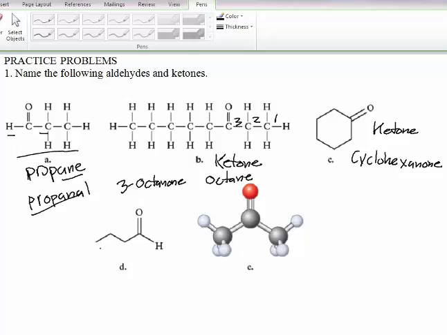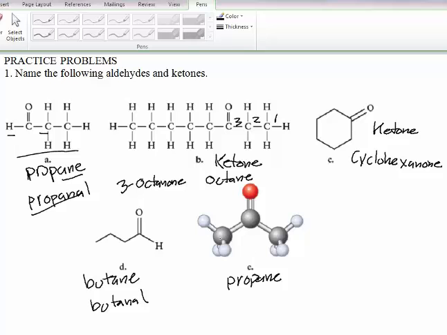This next structure here, 1, 2, 3, 4 carbons in a chain, that's butane. And this functional group is an aldehyde. It's a carbonyl with an H and a carbon. And so we change ANE to ANAL, butanal. Butanal. Al for aldehyde.